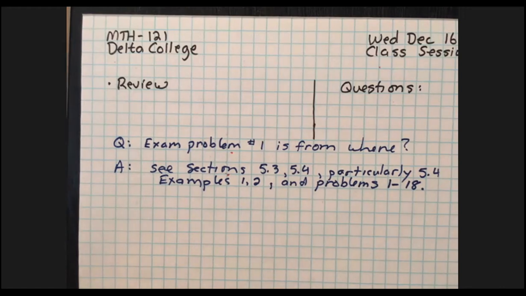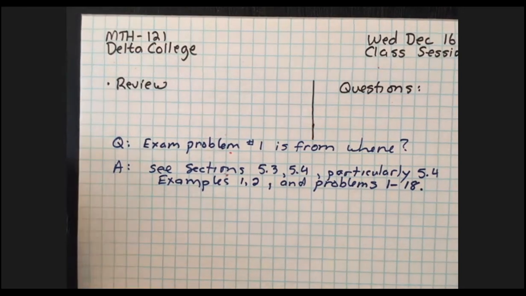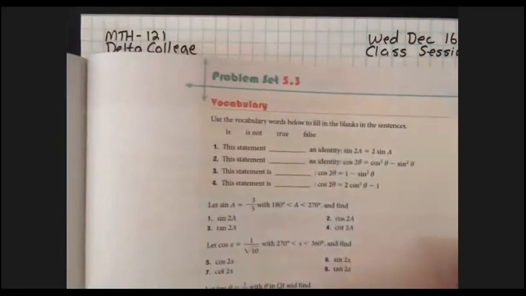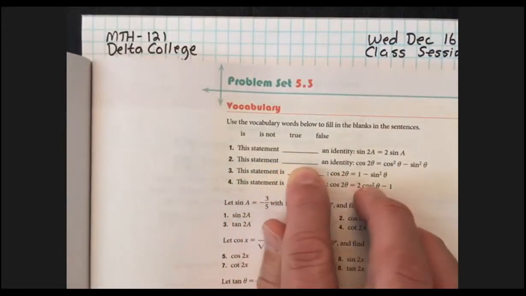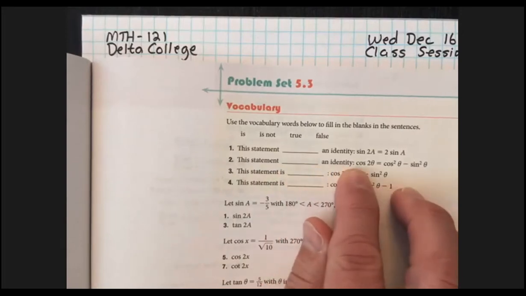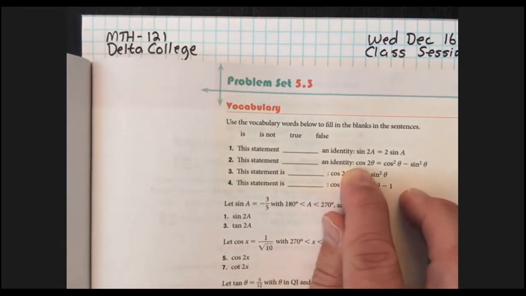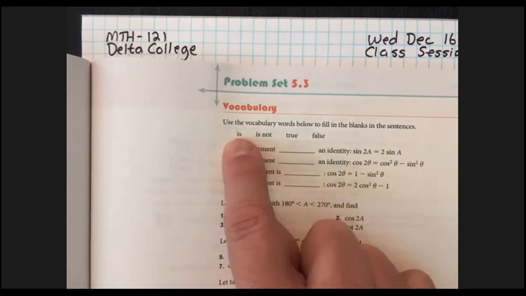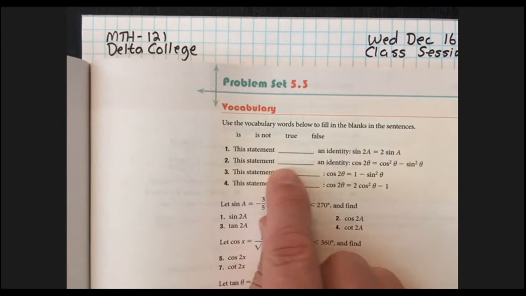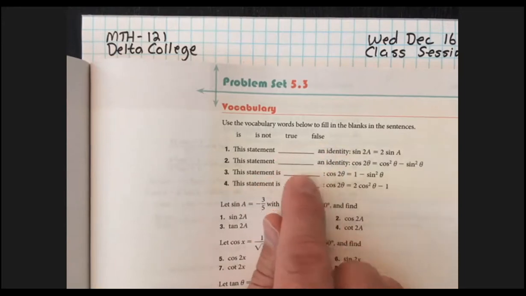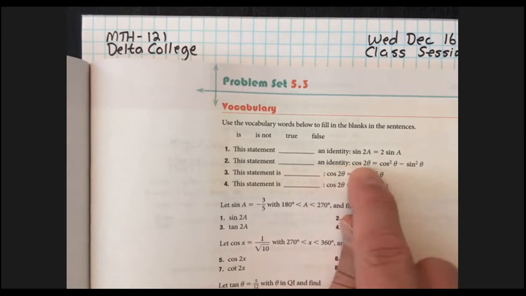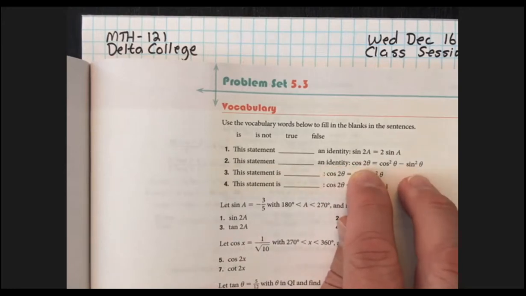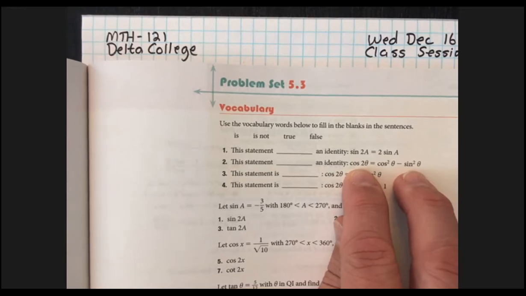5.3 question 2. This is 5.3 question 2 in my book. It says this statement blank an identity, and they're asking you to fill in the blank with is not, true, false. So this statement, is it an identity or is it not? You recognize this from your formula sheet as the identity for the cosine of 2 theta. That is a legitimate identity.